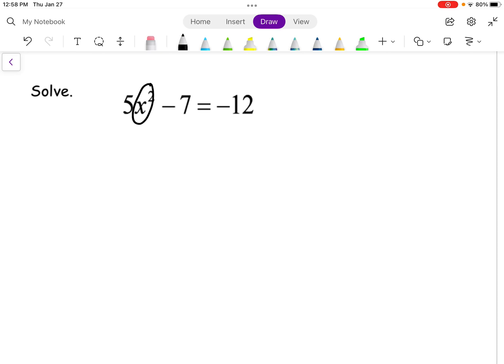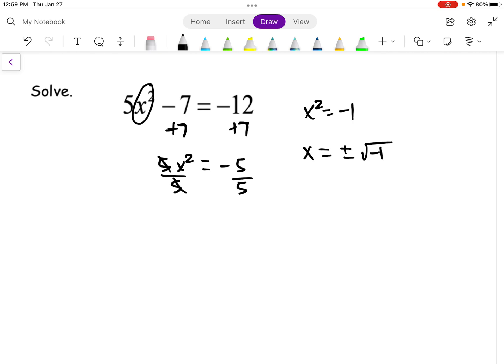All right, so what should have happened here is we add the 7 over. 5x squared equals -5, divide by 5. So x squared equals -1. And then we have to take the square root of both sides. So x equals plus or minus square root of -1. Okay, and what we've talked about a lot over the last few lessons is that the square root of a negative doesn't work. You can't square a number, at least a real number, and get a negative.